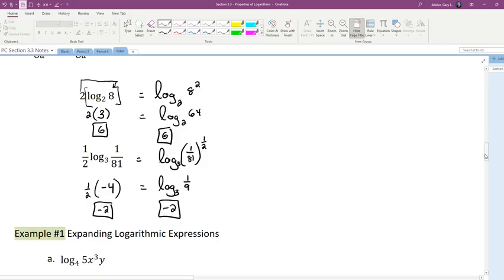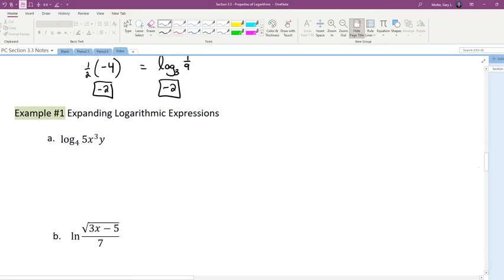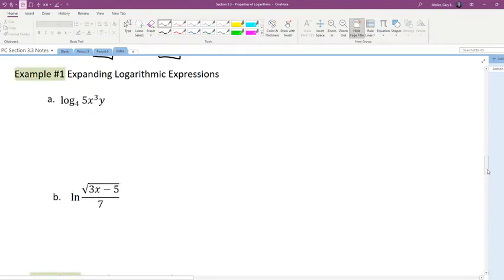Okay, so we've illustrated they work. Now let's use them. For these first couple, we're going to use our rules to fully expand our logarithms. So please pause the video and give these a try. You'll notice on part B, I have a natural log, but that's still just a log, so all the rules apply.